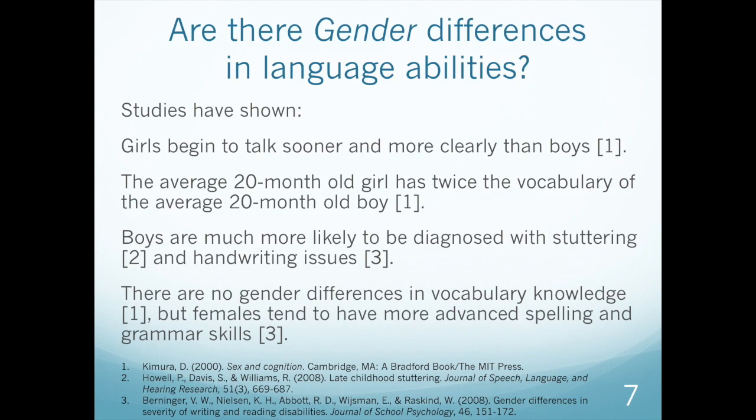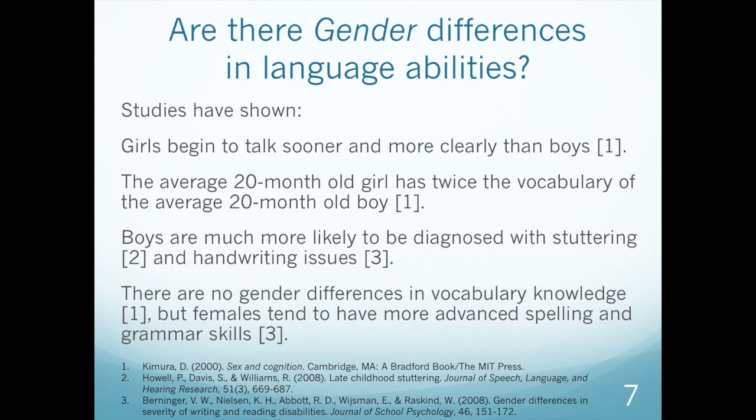In addition, 2 studies, one by Howell et al. and one by Berninger et al., show that boys are much more likely to be diagnosed with stuttering and handwriting issues when compared with girls. And study number 1 and study number 3 show that there are no gender differences in the area of vocabulary knowledge, but that girls or females tend to have more advanced spelling and grammar skills.